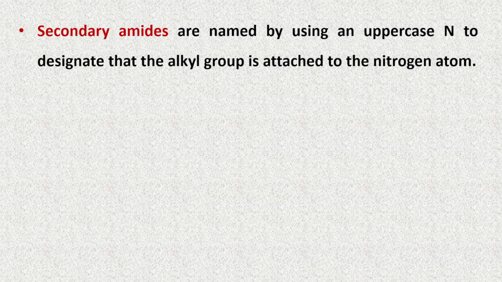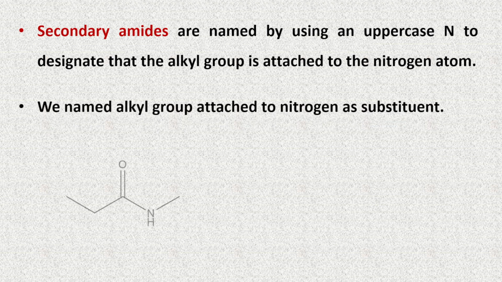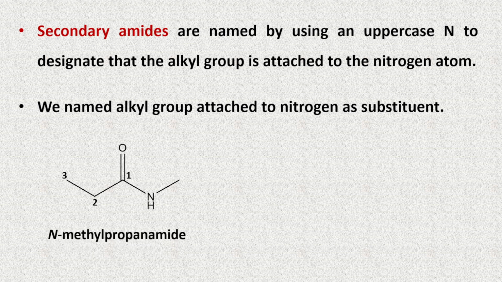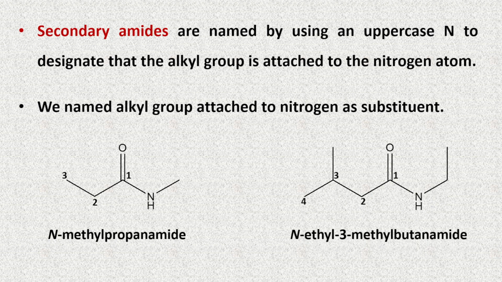The secondary amides are named by using an uppercase N, capital N, to designate that the alkyl group is attached to the nitrogen atom. The alkyl group attached to the nitrogen atom is named as a substituent. Consider this example. There are 3 carbons in the parent chain and a methyl substituent directly attached to the nitrogen of the amide. It is a secondary amide. Its IUPAC name is N-methylpropanamide. Similarly, the IUPAC name of the second compound is N-ethyl-3-methylbutanamide.